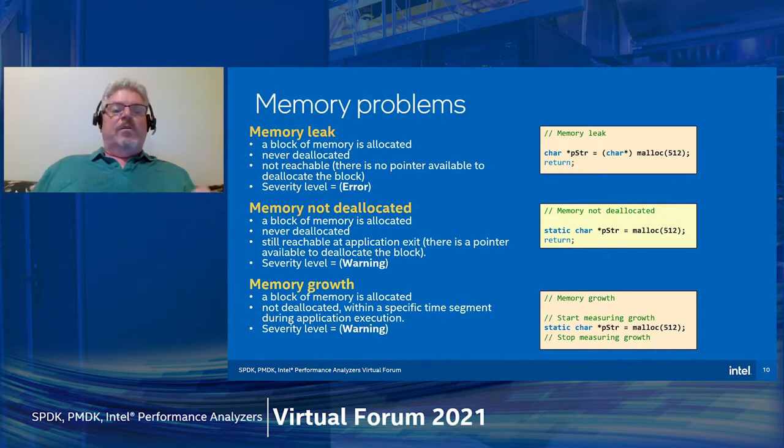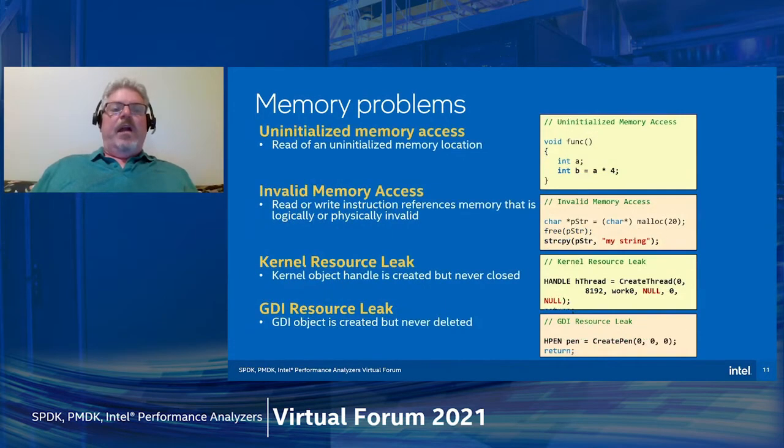The second set of problems is similar to a memory leak, but in this case, a block of memory is allocated, it's never deallocated, but it is still reachable. So there is a pointer to that memory, and you could conceivably eventually free that memory. Third problem is memory growth. In this case, a block of memory is allocated, but is not deallocated within any specific section of your program.